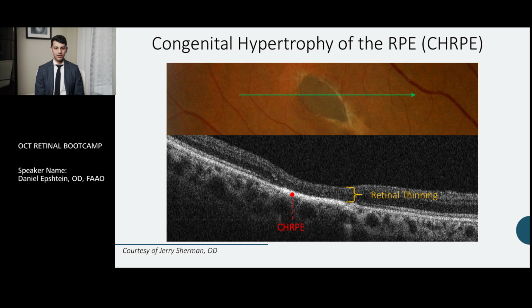Now, this is a case from Jerry Sherman, who is one of my mentors. So thank you for the case, and I have to give him a quick shout out for that one. Looking at the RPE, you see that it's thickened, and there's really nothing posterior to it, unlike in that choroidal nevus. But if you look anteriorly, you will see that outer retina is really deteriorated, and in fact, the inner retina starts collapsing down. This is happening because the outer retina is going to atrophy away because the CHRPE can't sort of nourish or accommodate that outer retina.